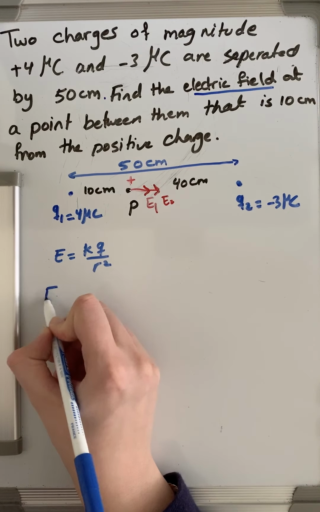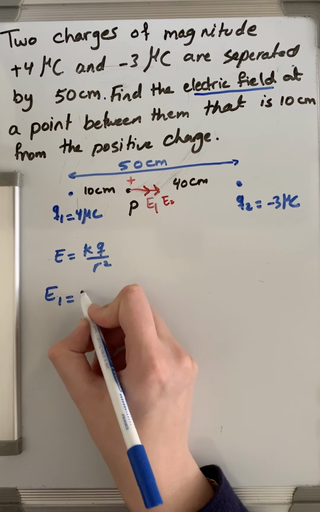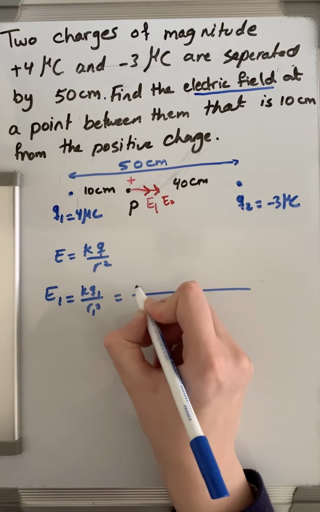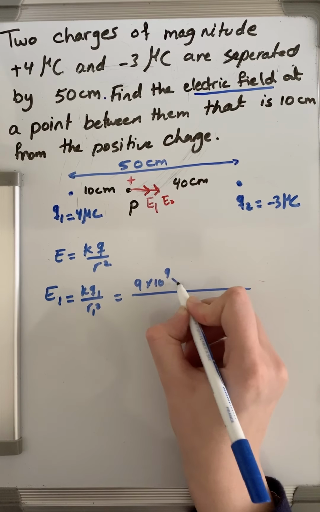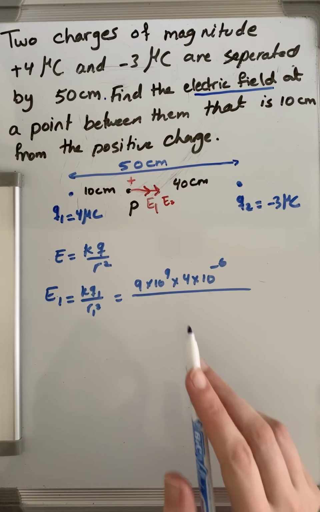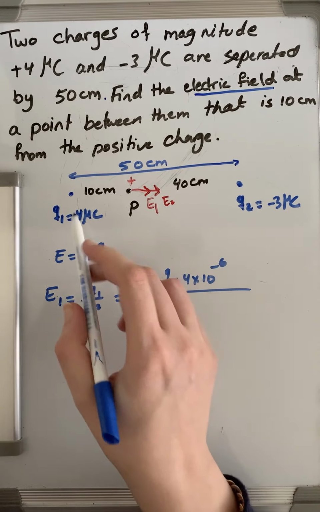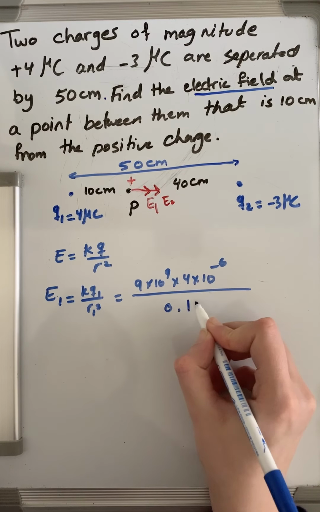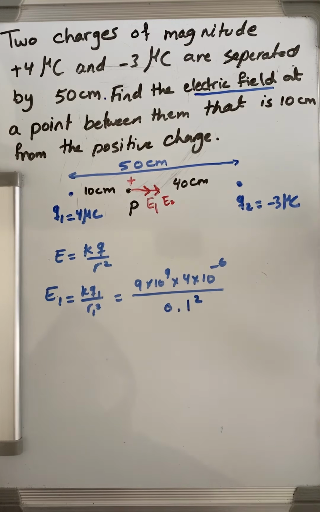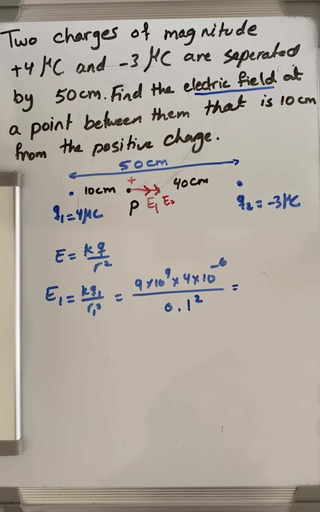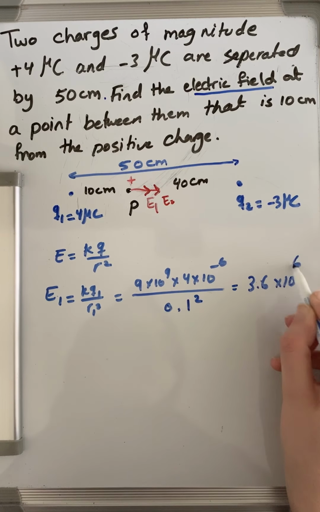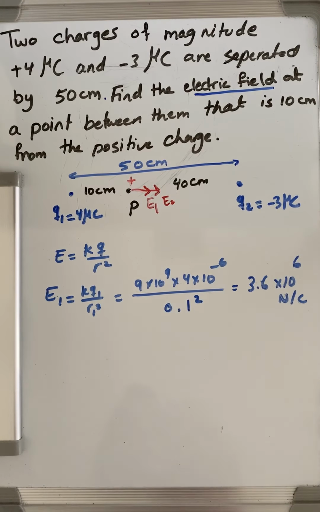I will start applying the formula. E1 equals KQ1 divided by R1 squared, the separation. K is 9 times 10 to the power of 9. Q1 is 4 times 10 to the power of negative 6 to convert from microcoulomb to coulomb. The distance between P and Q1 is 0.1 meters, squared. If you do the calculation, you can pause and check with your calculator. E1 will be 3.6 times 10 to the power of 6 Newton per coulomb.